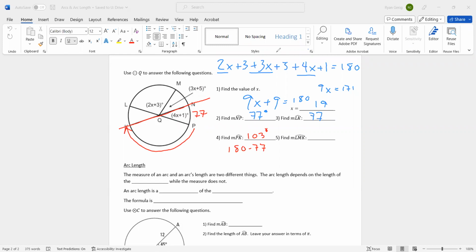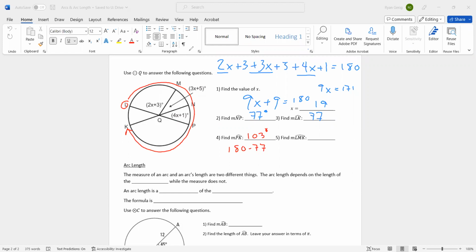LMK, I'm using 3 letters this time, meaning it's either a semicircle or it is a major arc. So LMK, I start at L, go towards M, but past it and stop at K. Now, could you add up all 4 of those angles? You could. We know them all. You could just add them up.